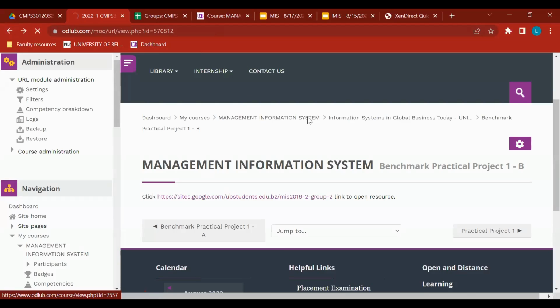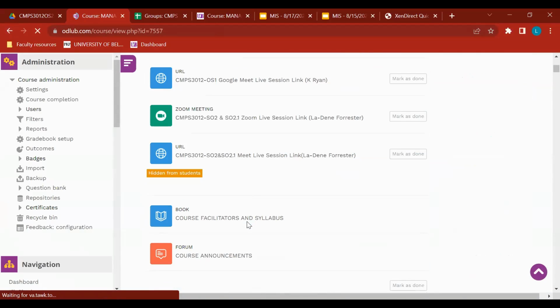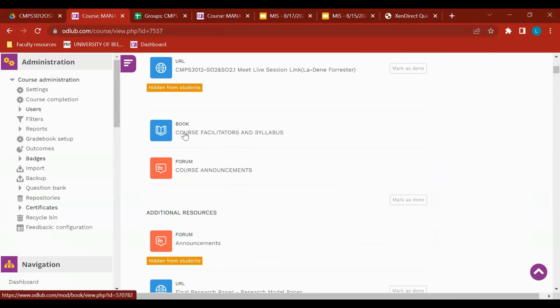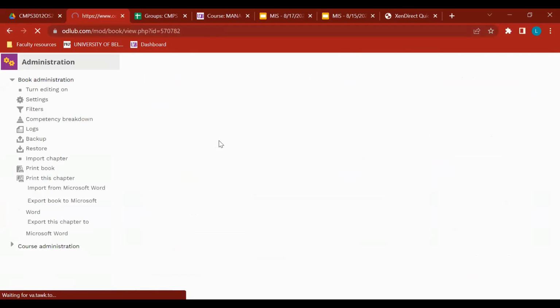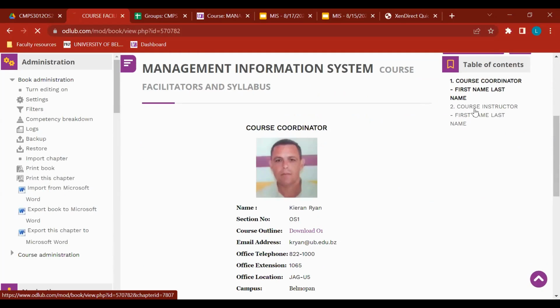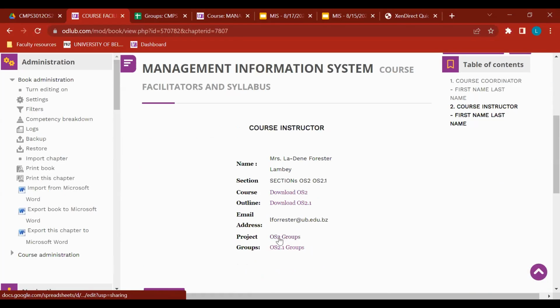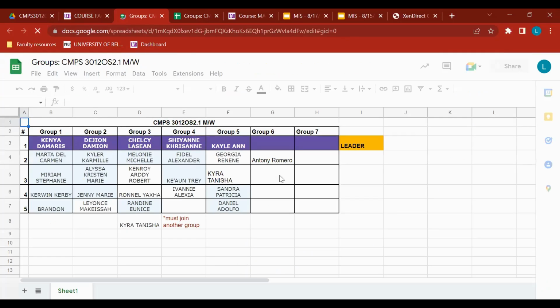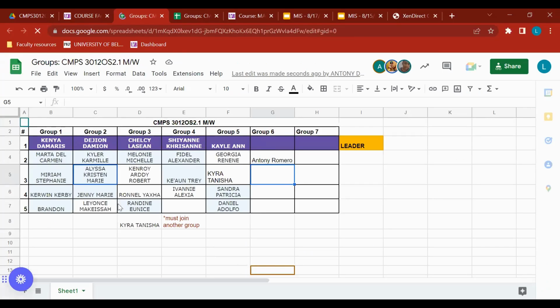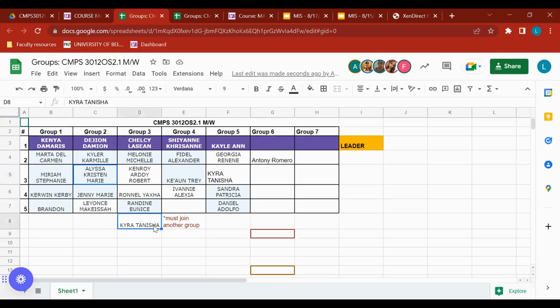Also, for the leaders of those groups, you will need to share your contact information. It's right here under course facilitators and syllabus. So you look for my name, and you guys are section OS 2.1. And there, you're just going to put in your name. Now, like I mentioned, the group should only have 5. When we were selecting persons, I didn't realize that this group was already maxed out. So Kyra, I apologize for that, and Chelsea also. Okay, thank you, Miss, for explaining. Okay, ma'am.